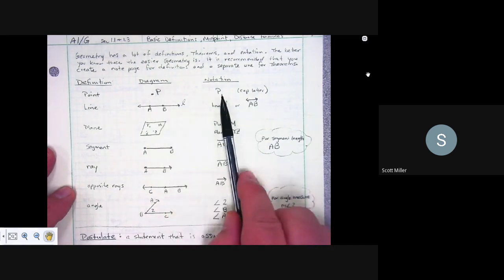We're going to talk about a point. A point is usually designated as a dot. It's usually written with a capital letter.